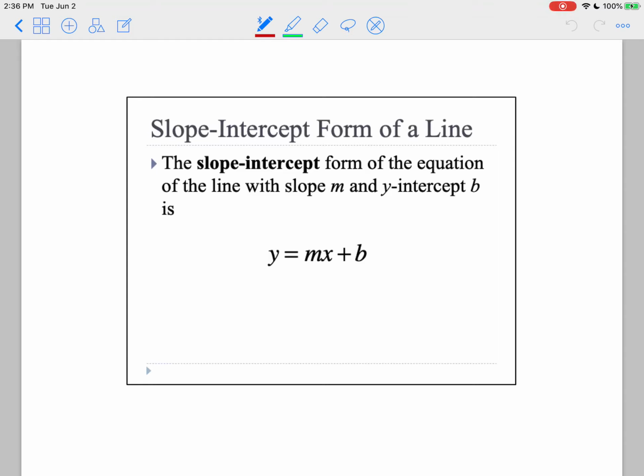Well, here we are with slope-intercept form. This is probably the most famous form of a line. Y equals mx plus b, where m is the slope and b stands for the y-intercept.